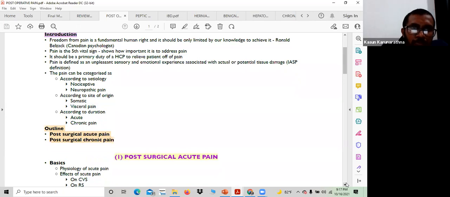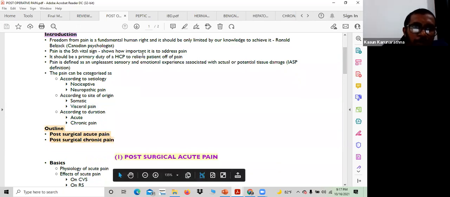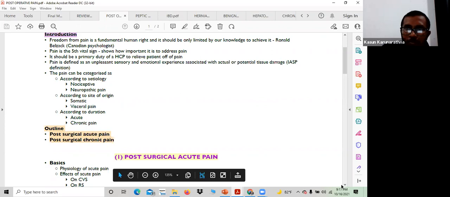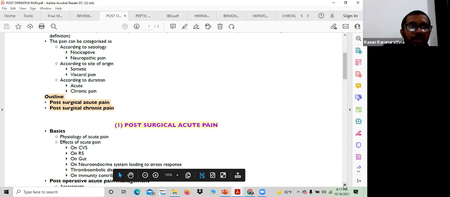Regarding post-surgical pain, pain is defined as an unpleasant sensory and emotional experience associated with actual or potential tissue damage, right? That is the definition. Pain can be categorized according to the duration, acute or chronic, according to the site of origin, somatic or visceral pain, according to the etiology, nociceptive or neuropathic, right? Post-surgical pain is usually acute pain, right?